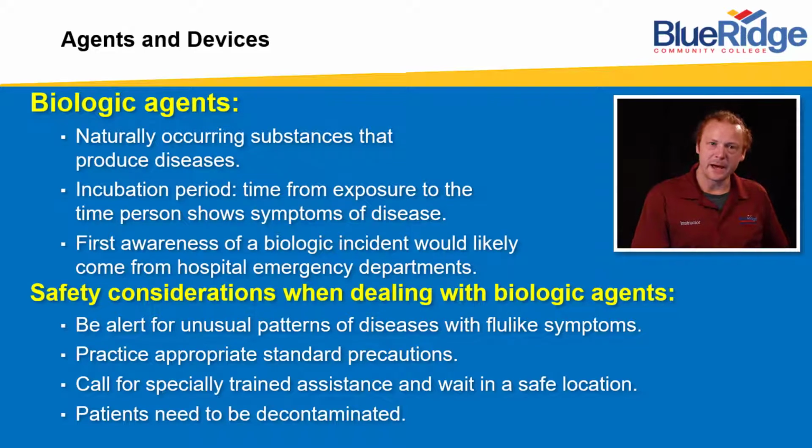Be alert for unusual patterns of disease with flu-like symptoms. Review current information about disease trends provided by your medical director and public health department. Practice appropriate standard precautions and PPE. If indications suggest a biological agent is involved in an incident, call for specially trained assistance and wait in a safe location. Patients who have come into direct contact with the agent need to be decontaminated before EMS contact or treatment is initiated. Even after that decontamination process, the appropriate PPE still needs to be used.